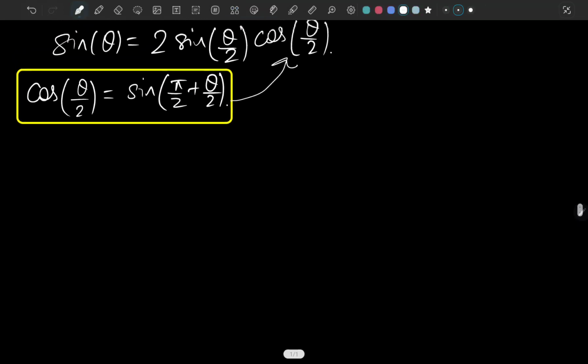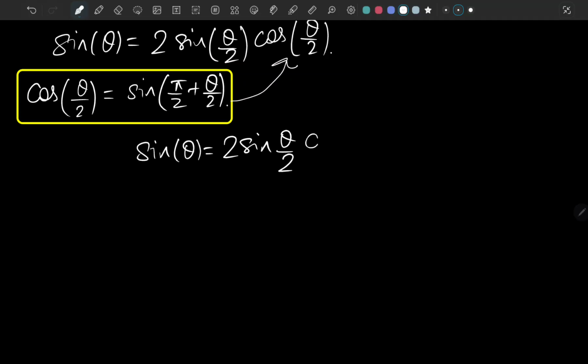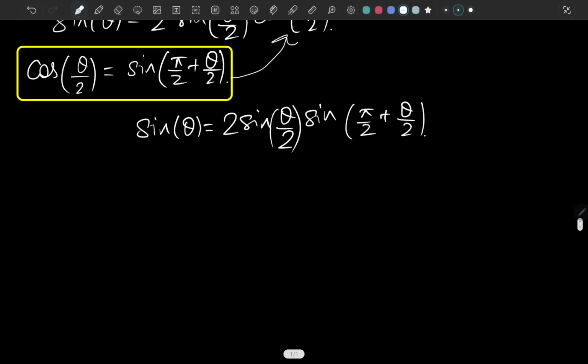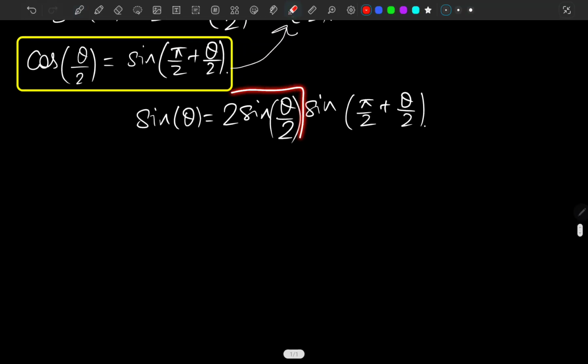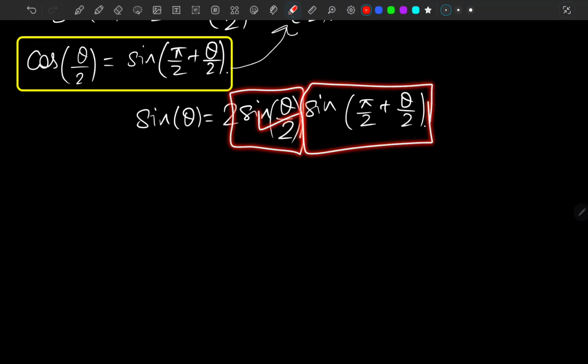So that's going to give us sine of theta equals sine of theta over 2 times sine of pi over 2 plus theta over 2. Yeah, that's pretty fine. Okay, and now we are going to play with the further expansion of this function, and the further expansion of this one also.